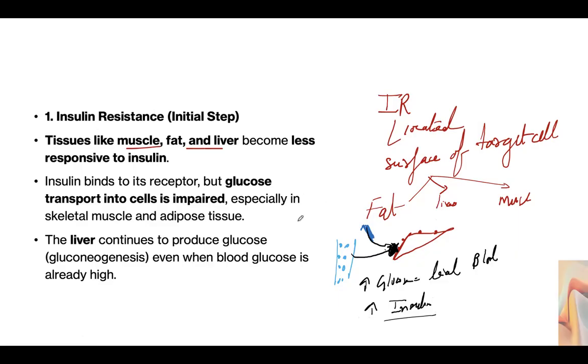Okay, so what has happened, the insulin binds to its receptors, but the glucose transport into the cell is impaired. As a result, the glucose cannot enter into the cell. Now what happened? The cell becomes starved. Okay, they are not getting enough glucose. So they are telling the body we need energy. So to compensate this, what will the liver do? The liver continues to produce glucose.